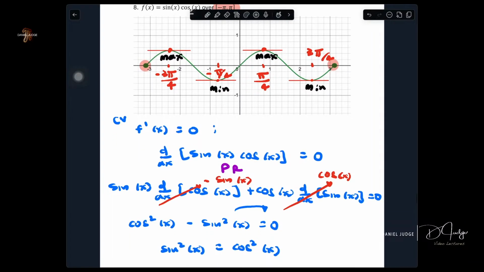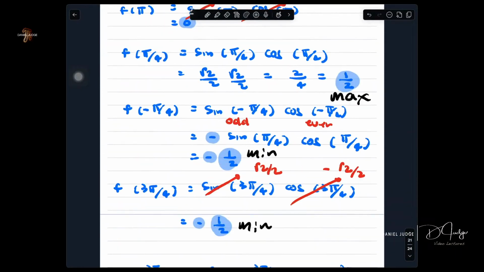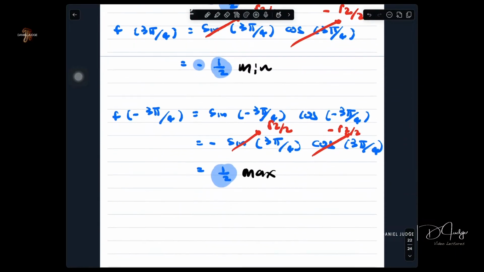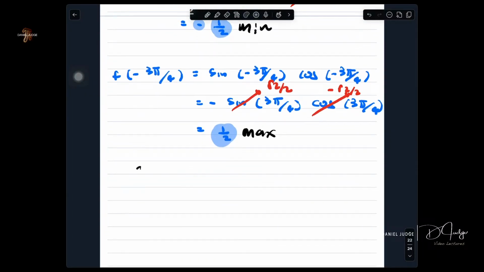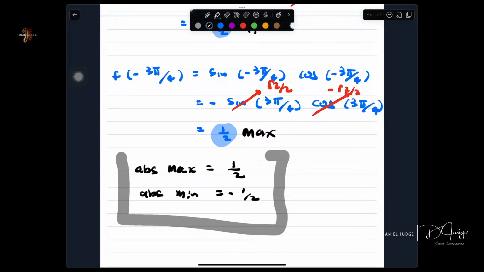And, all right, we got the max and min. So let's just write this down. The max is going to be positive 1/2. The absolute min will be negative 1/2. So I went through all the gory detail for this one question.